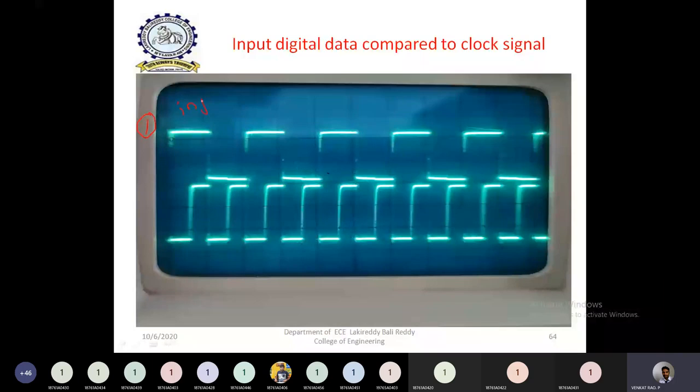That is the input digital data. And this is the second signal, which is known as the clock. Here we are going to compare the input digital data with the clock, and only then can you identify the corresponding bit signal. For example, we already know that for every clock time period, there will be one bit generated in any type of modulation technique.